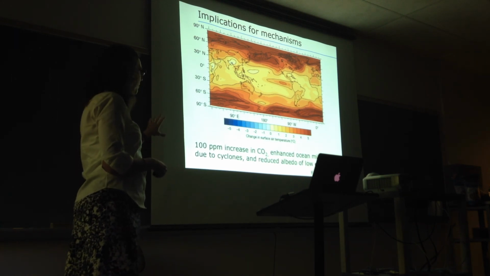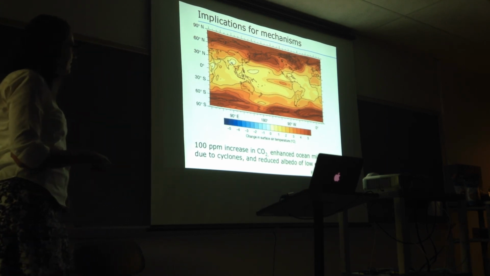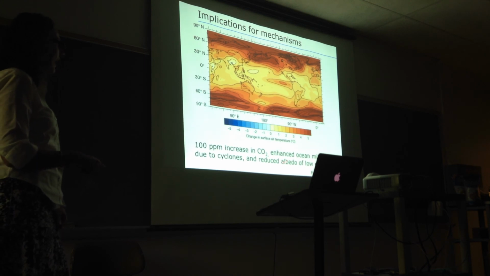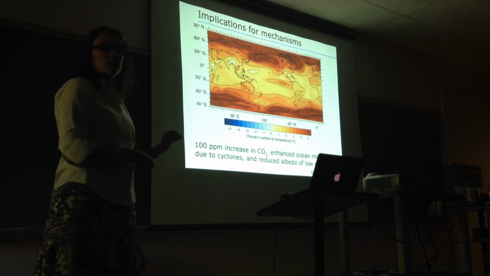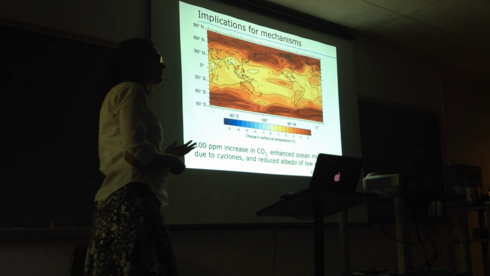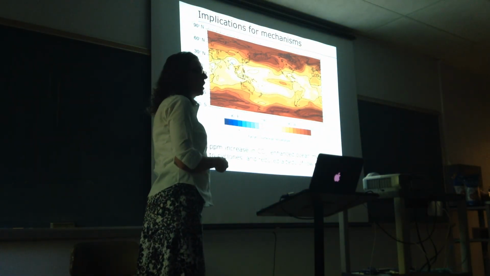So this is my final slide. If you run a model and you increase CO2 by 100 parts per million, you enhance ocean mixing, and you reduce the albedo of the low-level clouds, then you start to get really close to what the Pliocene actually looks like. So in terms of the mechanisms of what is causing Pliocene climate, it's probably a combination of all of these things.